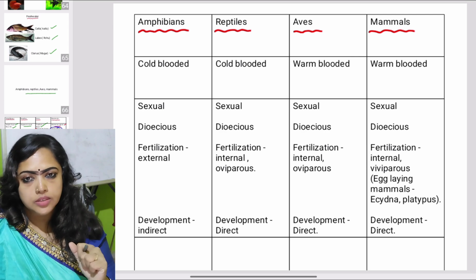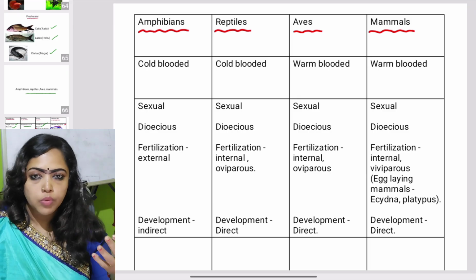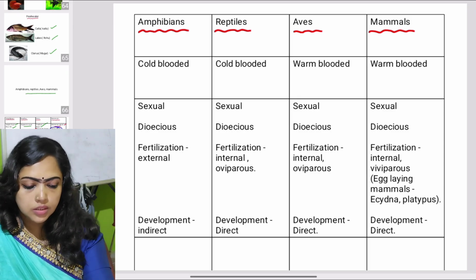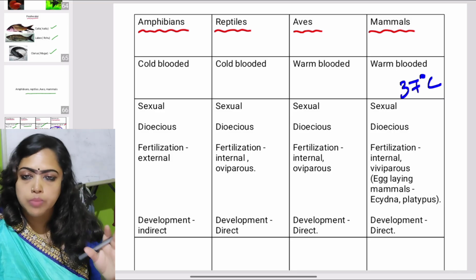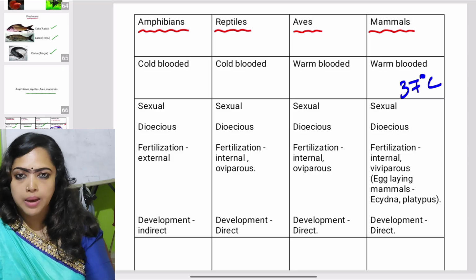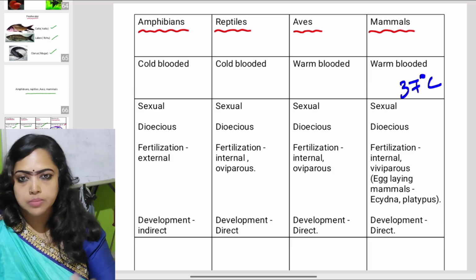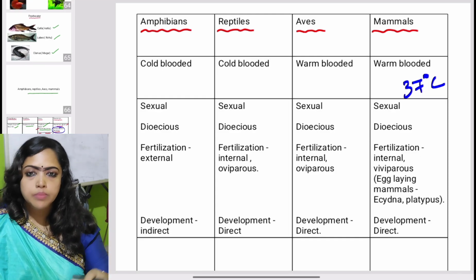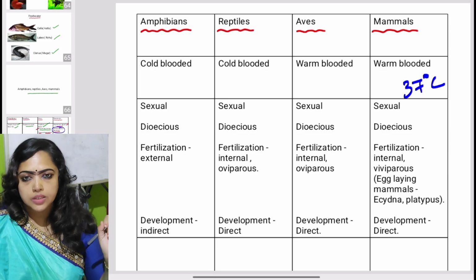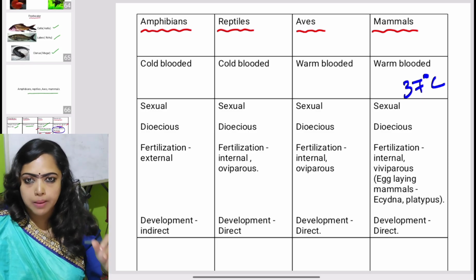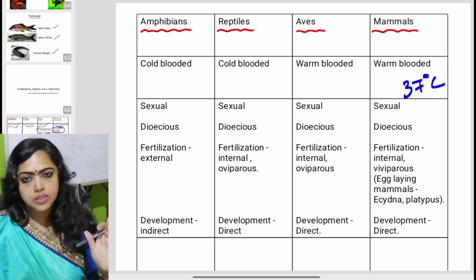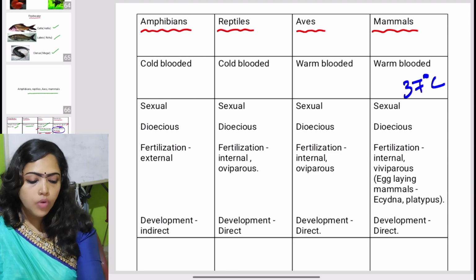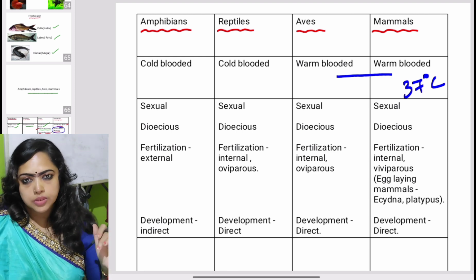Okay, so what is their difference? What is our body temperature? It is 37 degrees, right? So we maintain a constant body temperature, that is these apes and mammals maintain a constant body temperature. It means whatever the environmental temperature, our body temperature will be 37 degrees. Okay, so these apes and mammals maintain a constant body temperature and they are called warm-blooded or homeotherms.